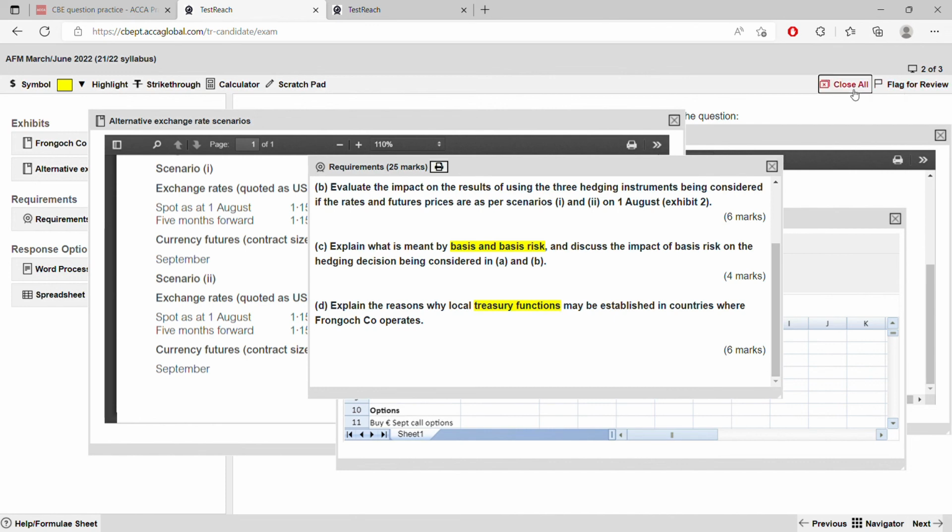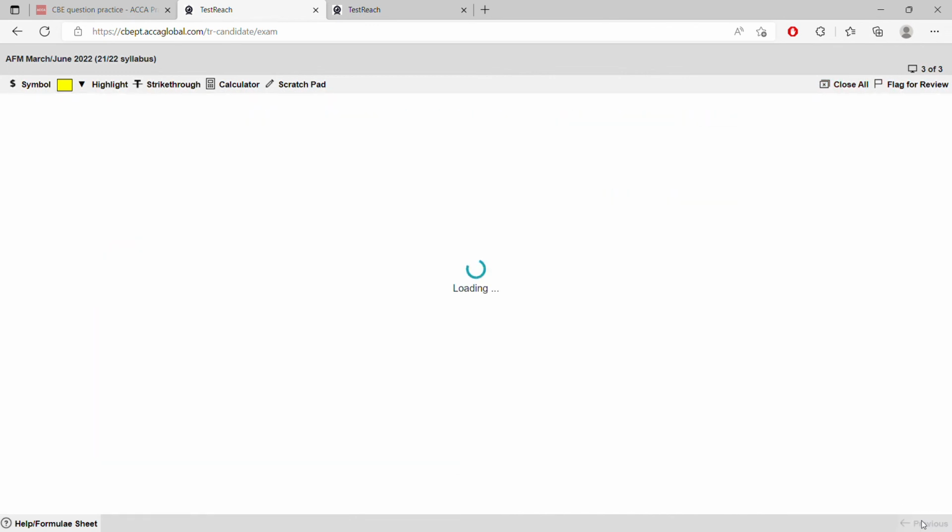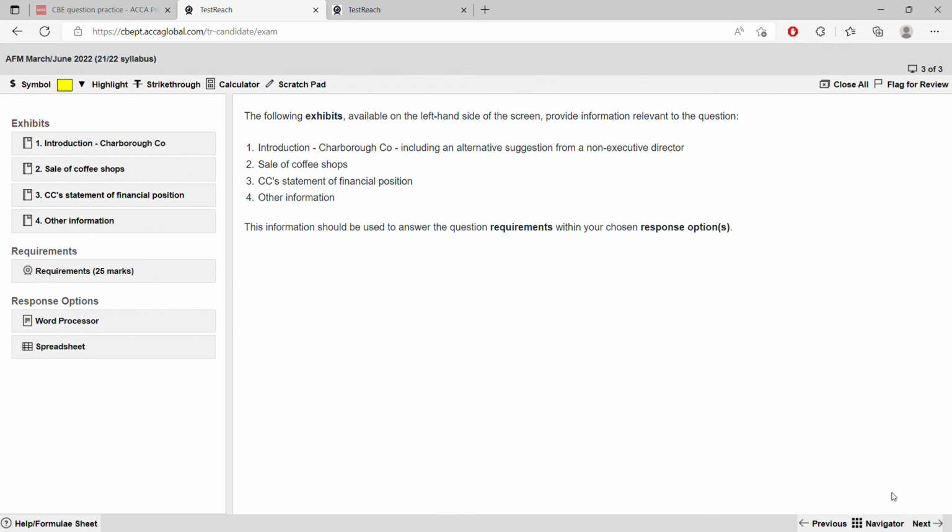Okay, you can close all. Go to next. So this will be done in the next part 3. So watch my part 3 for the third question of this, and in part 1 I've explained the net present value question.